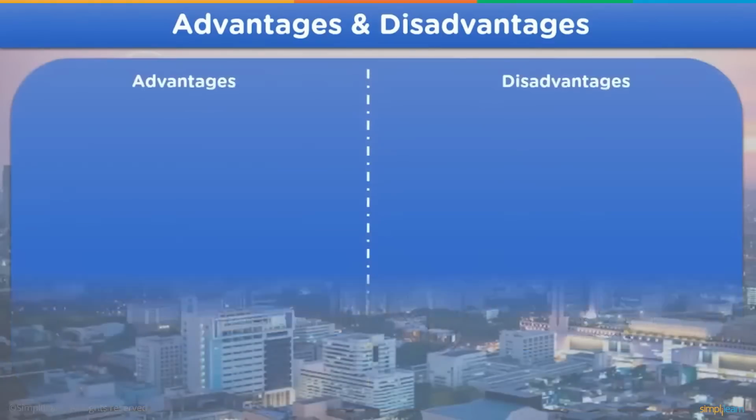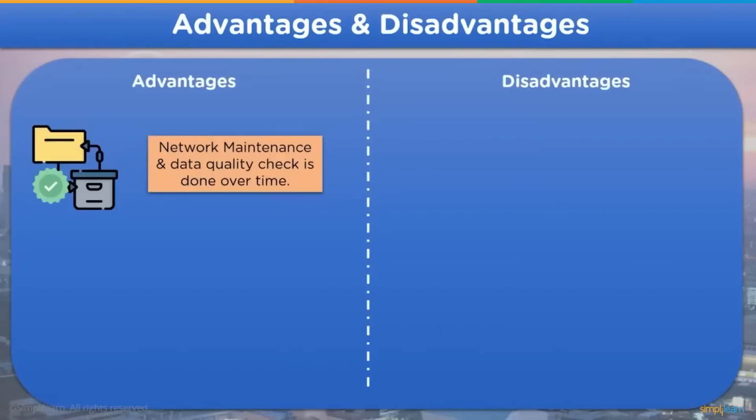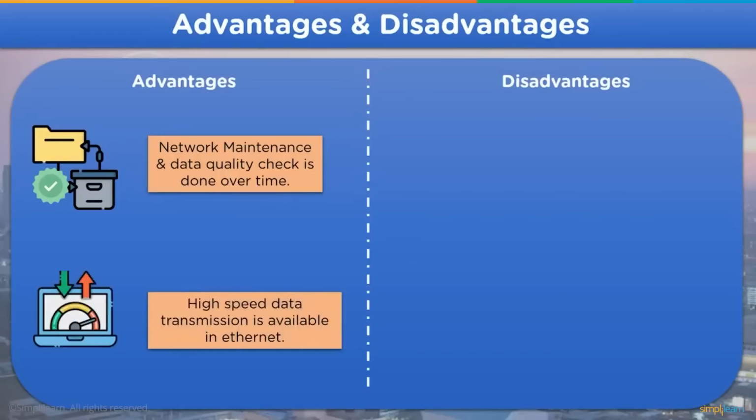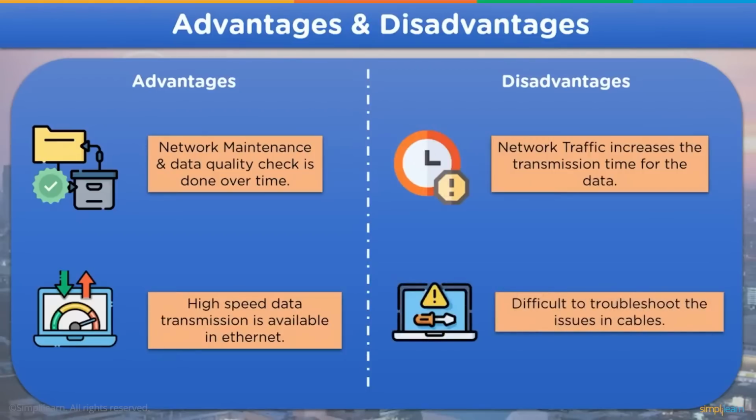Let's look into some more advantages and disadvantages. Ethernet is suitable for maintaining the data quality of the information being transmitted. It also provides a high-speed data transmission option for the network. For disadvantages we have, the network traffic issue is a drawback of installing Ethernet cables. Troubleshooting faults and issues in the Ethernet cable is also troublesome work.